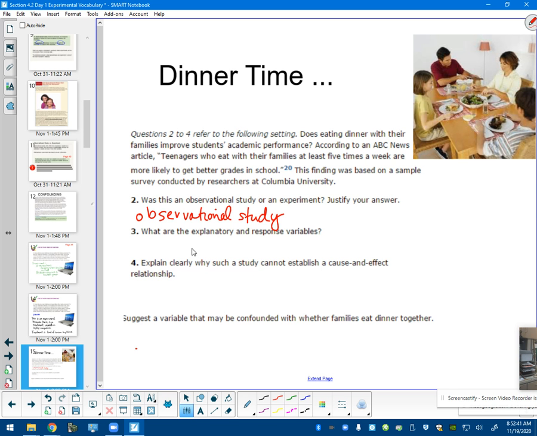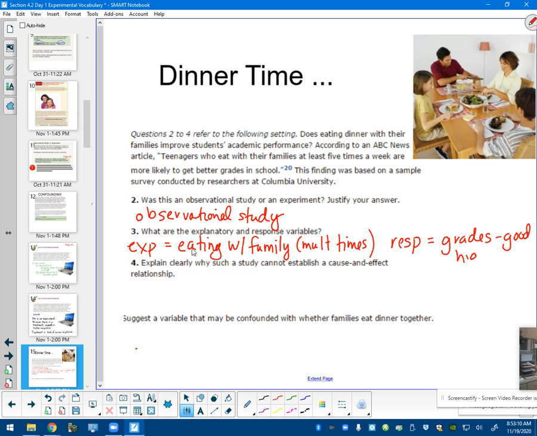So the explanatory variable is eating with family. And I'm going to put multiple times, like not just once a week, but more than once a week. And what are they saying is a response variable? Grades, good, higher. What's your GPA? The response variable was your GPA.